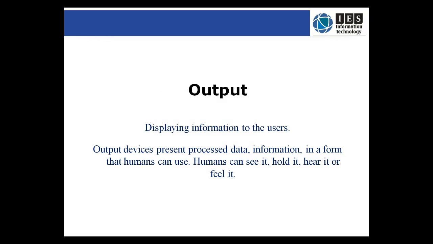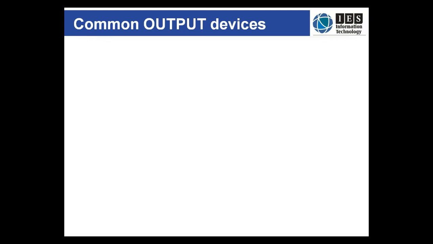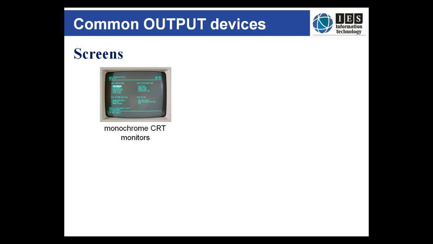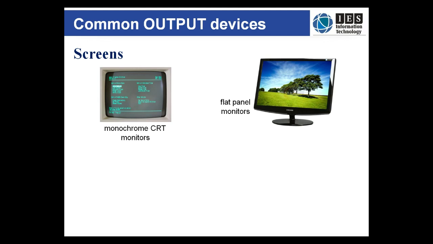Output devices display information to the user of the device. We've already seen 2 devices which are also input devices, touchscreens and the Google Glass. And just as the keyboard is the most common input device, the screen or monitor is the most common output device because of its immediate feedback to the user. And we've come a long way from green-on-green monochrome CRT, cathode ray tube monitors, to the large-scale flat panel monitors we use today.